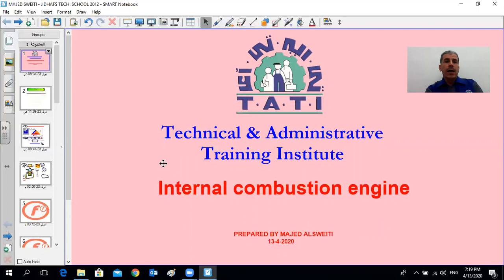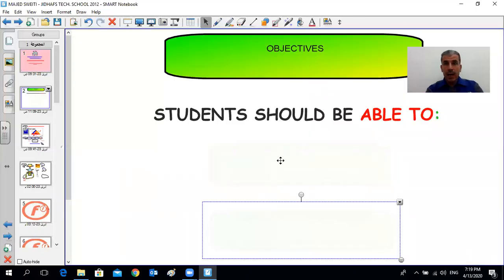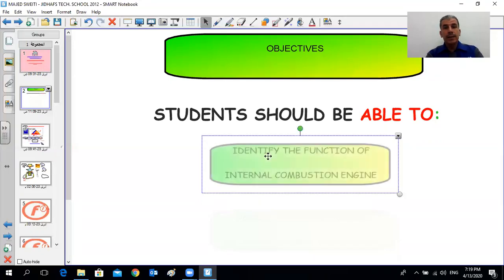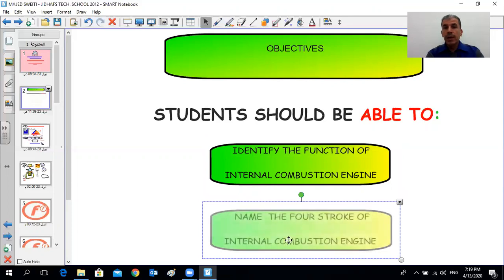Let's check our objectives, then we will start our lessons. Our objectives today: we should be able to identify the function of the internal combustion engine. Also, we need to name the 4 strokes of the internal combustion engine. Those 4 strokes allow the engine to run. Also, we need to know why we use this engine.